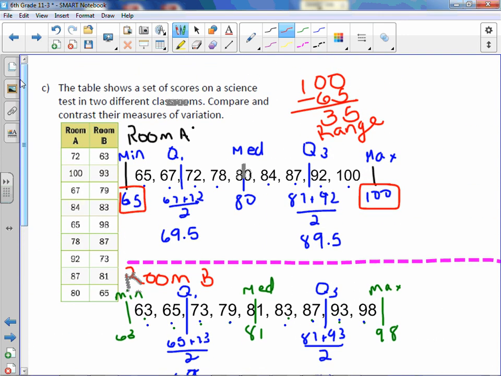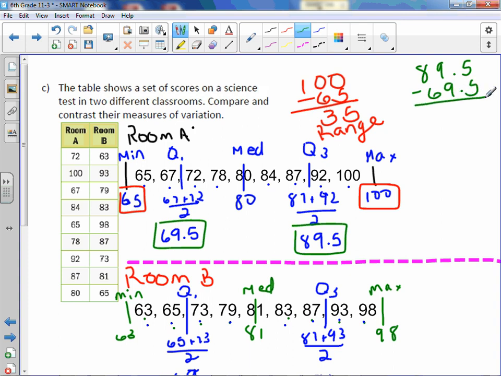The interquartile range, we have to subtract these quartile numbers. So 89.5 minus 69.5. Subtract those and we get a nice even 20.0, or just 20, as our IQR.